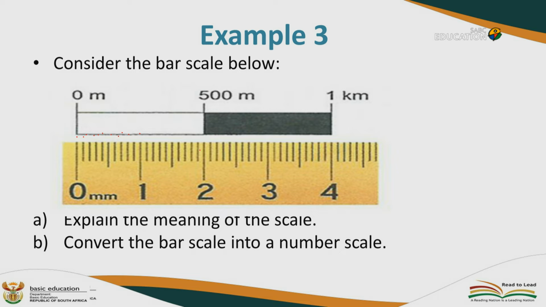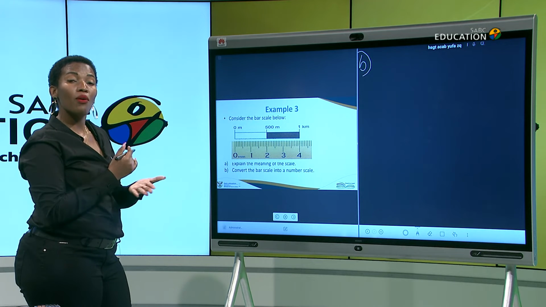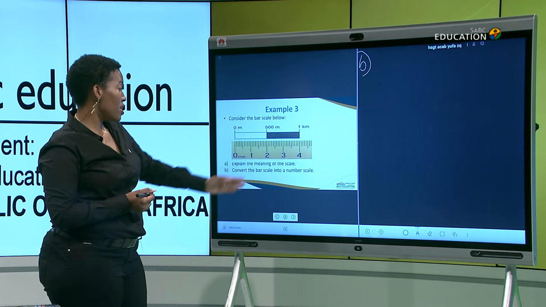Let's convert our bar scale into a number scale. Again, with this one, there are also different options. But even though there are different options, our answers at the end must still be the same. So I'm going to start with the middle part here.